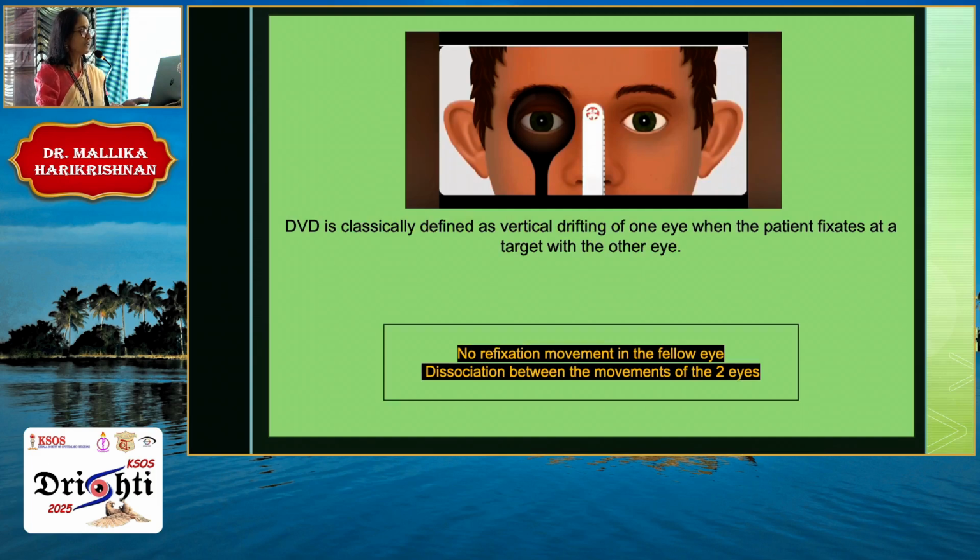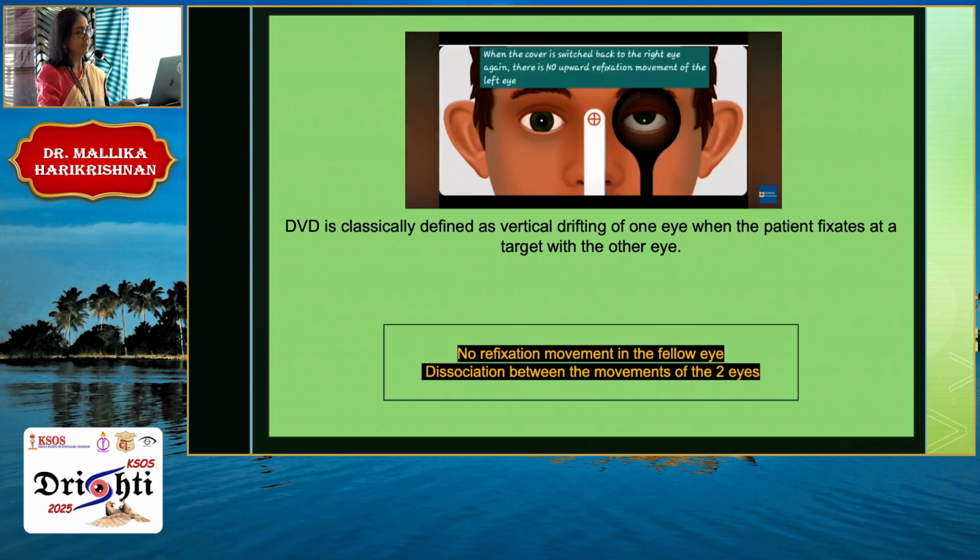So DVD is classically defined as vertical drifting of one eye when the patient fixates a target with the other eye. Look at this. We will watch this video. Here the left eye is affected, having DVD. When that eye is covered, there is a drift upwards of that eye, but when the occluder is removed, it comes down. But at the same time, nothing happens in the right eye.